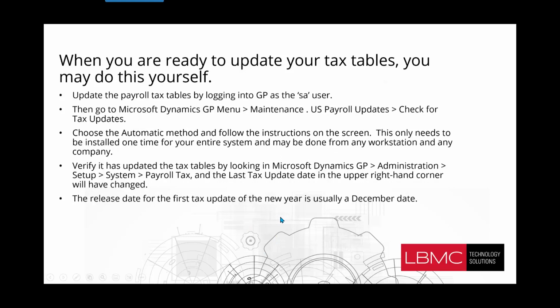You can update the payroll tax tables by logging into GP, and you must be the SA user. Then you go to Microsoft Dynamics GP menu, Maintenance, US Updates, check for tax updates. Choose the automatic method. When you're using the automatic method, you need to know the telephone number that your software is registered with. Follow the instructions on the screen. This only needs to be installed one time for your entire system and may be done from the workstation and be in any company.